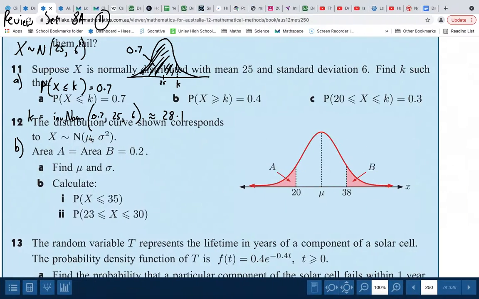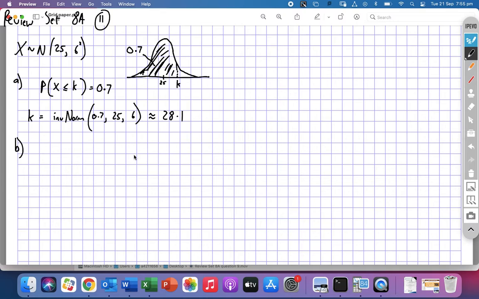In B, I'll go back to the questions. The probability that X is greater than K is 0.4. Right, so as is my want, I like to have a little bell-shaped curve, at least mentally. Right, so the probability that we're greater than some K is 0.4. Once I've got this picture in my head, it helps me figure out what I need to do in the calculator.